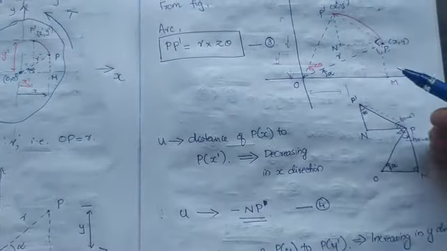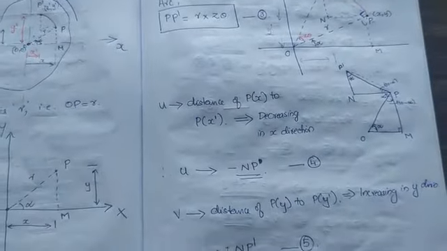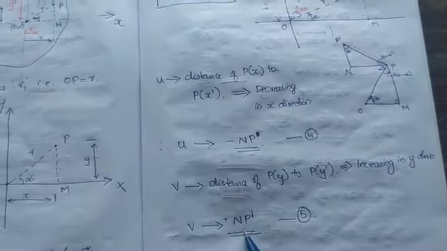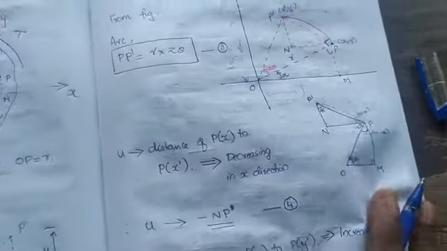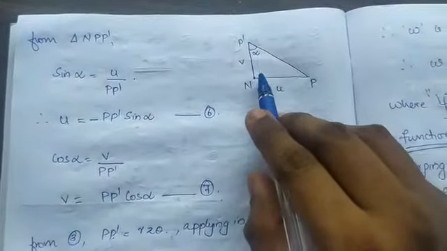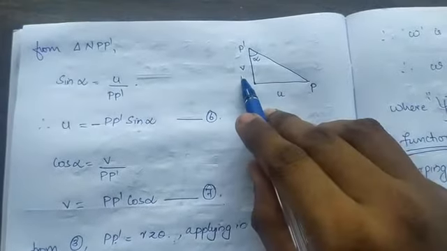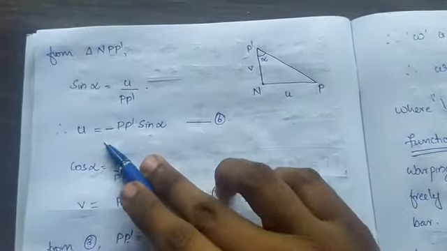It is increasing, right? So this is NP', which is positive. Okay, we got all these things. Now considering this triangle, where this angle is alpha, sin alpha is equal to u by... this is u and this is v. Okay, right? NP and NP', u by PP'.